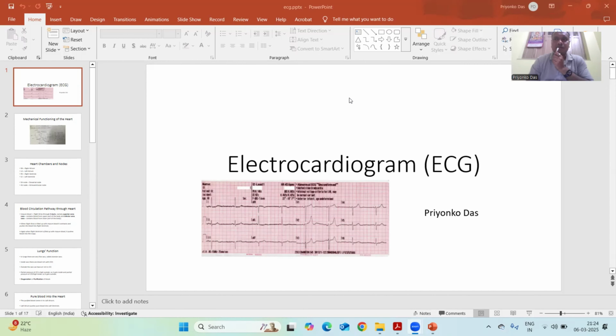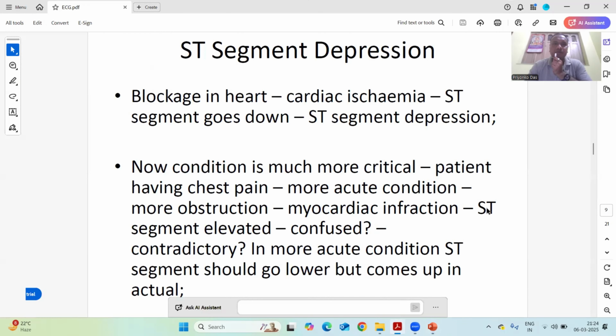In the last class, we discussed the electrocardiogram and I started with the mechanical heart pumping along with the electrical activity, or the particular electrical conduction pathway of the heart, where I showed the general ECG wave shape, along with a case of ST segment depression. I had already shown that there was some blockage, some cardiac ischemia happening, and the ST segment was going down. This was called ST segment depression.